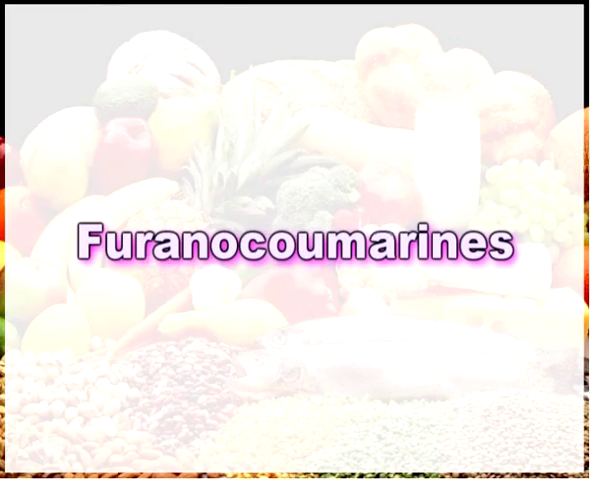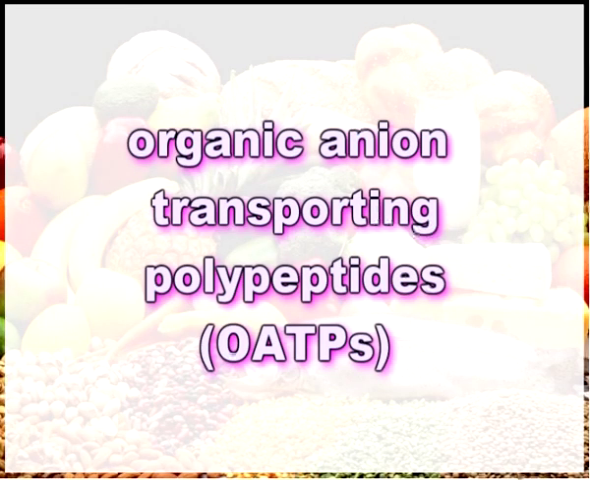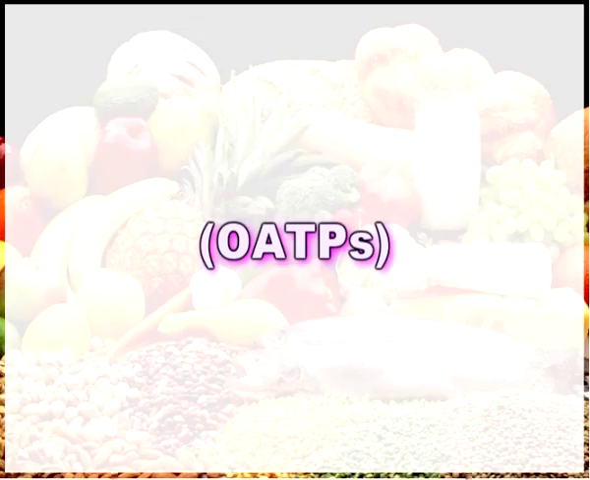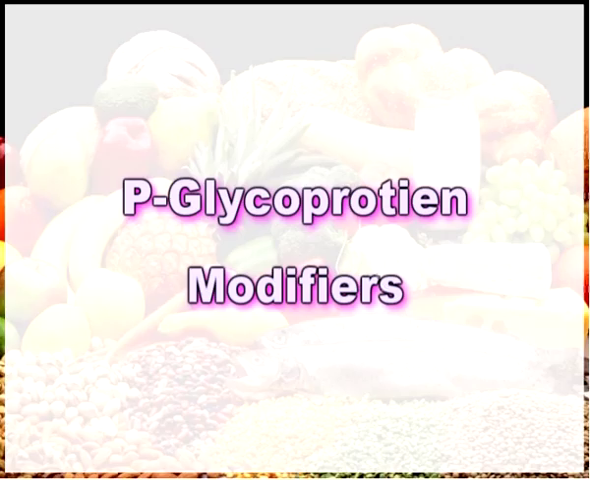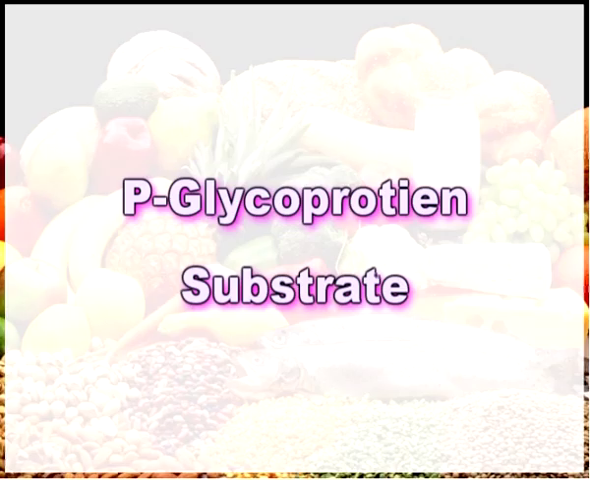Furanocoumarins and active bioflavonoids present in grapefruit juice are also inhibitors of organic anion transporting polypeptide, OATP in short, and when ingested concomitantly they reduce the oral bioavailability of OATP substrates like fexofenadine. Compounds present in grapefruit juice are also able to inhibit P-glycoprotein, modifying the disposition of drugs that are P-glycoprotein substrates.